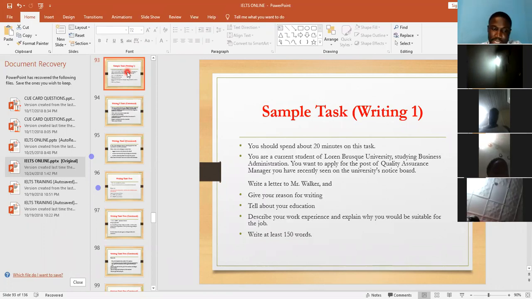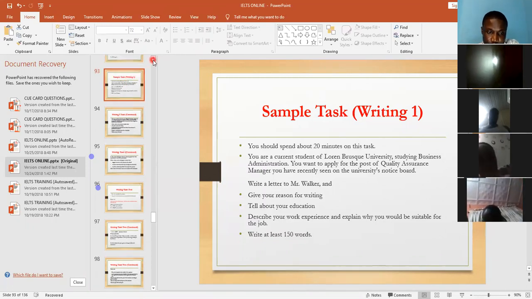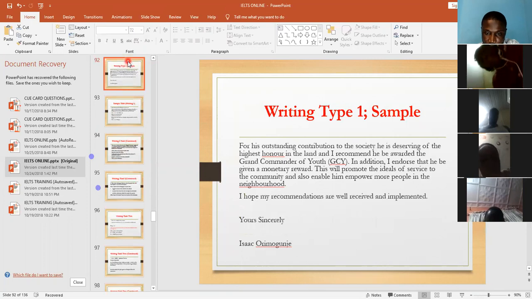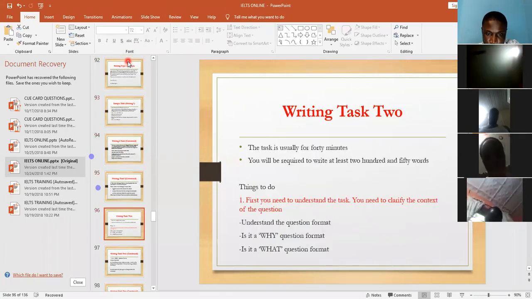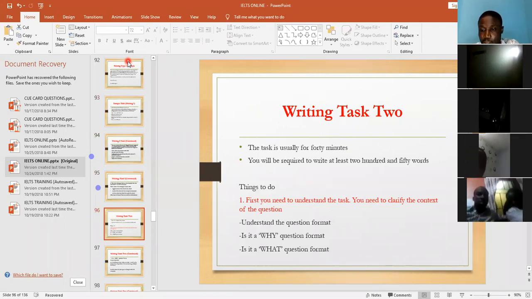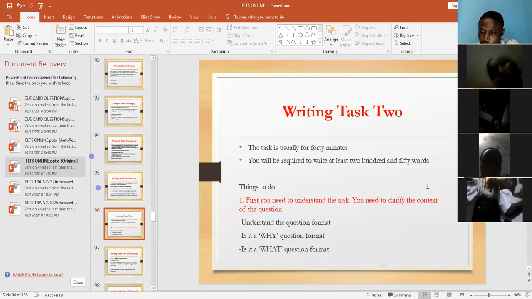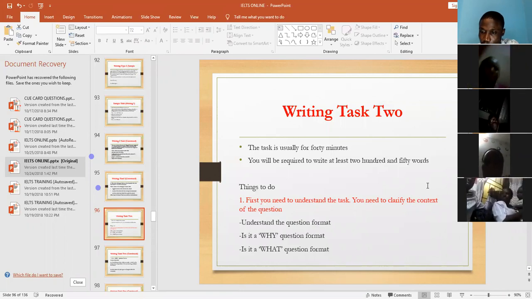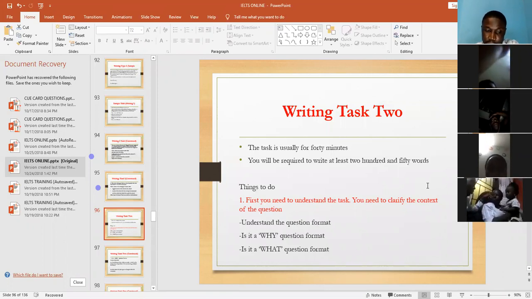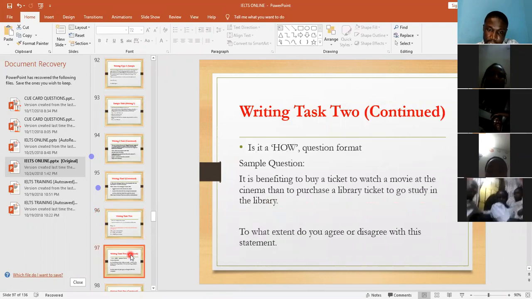I will run through it now, because there are things you need to deliberately do if you have to write. Number 1 is you need to understand the question. If it is a question of justification, if the question is asking you to justify a position, it's a why question. If it's a what question, it might be what's the cause of this. And a how question is a question of solution, so that you can get it properly.